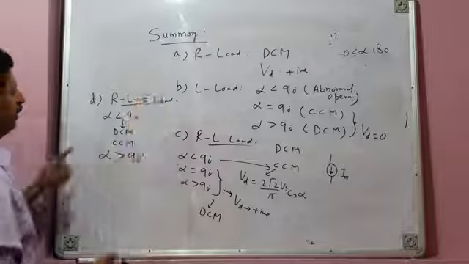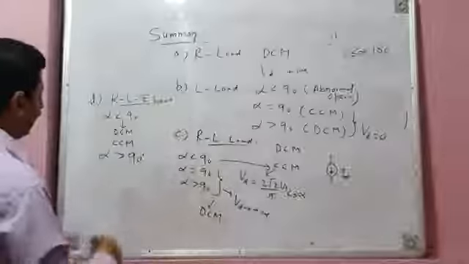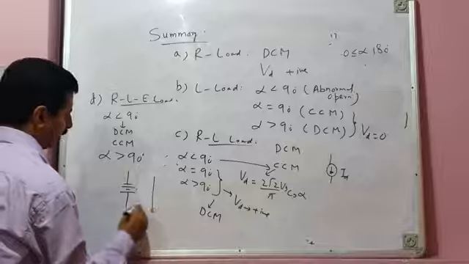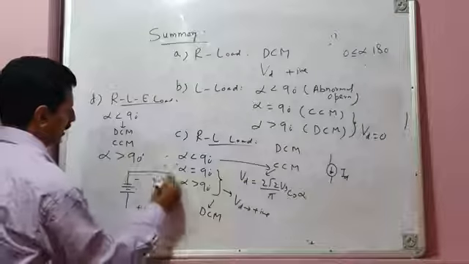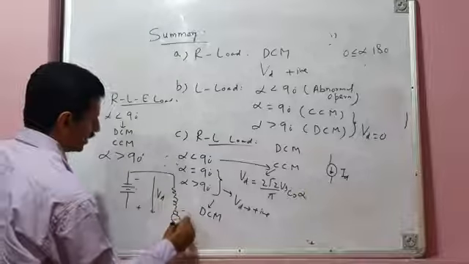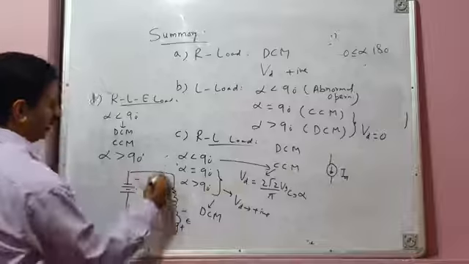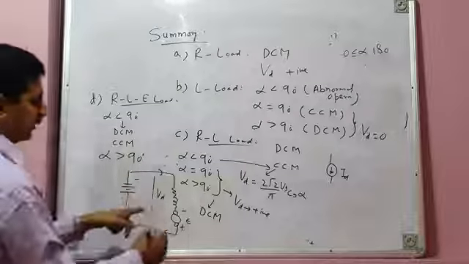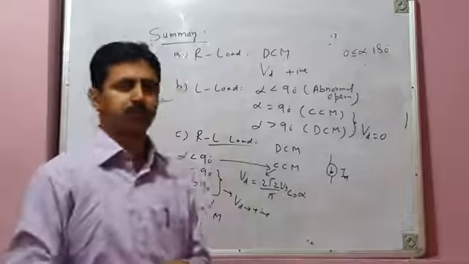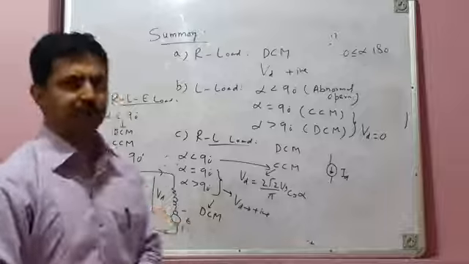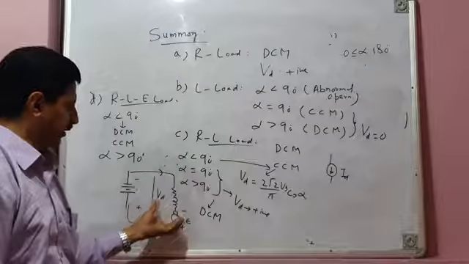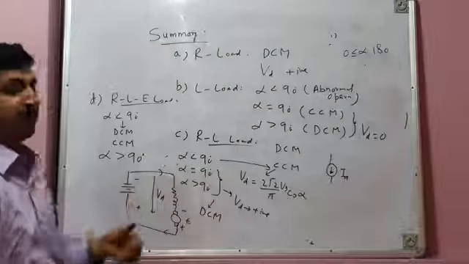And then we analyze the operation of converter for RLE load for alpha greater than 90 degrees. For alpha greater than 90 degrees, we found that average output voltage becomes negative. This is plus, this is minus, VD becomes negative. So your load voltage polarity also has to be reversed. So E also has to be negative so that the current flows from E to VD, and there is energy supplied back from load to source. Okay, and if your load is a DC motor, maybe it's operating as a generator. Whatever energy is there, it supplies that energy back to the source.